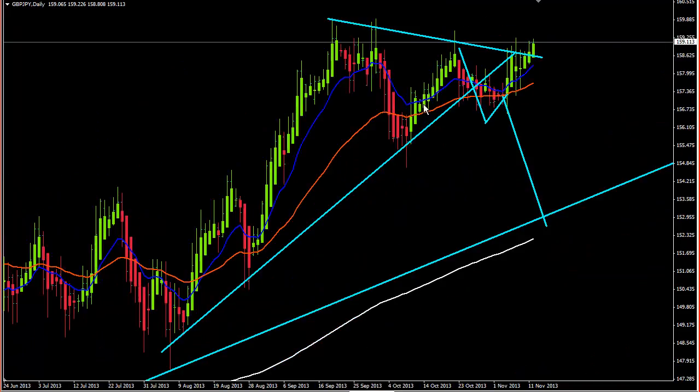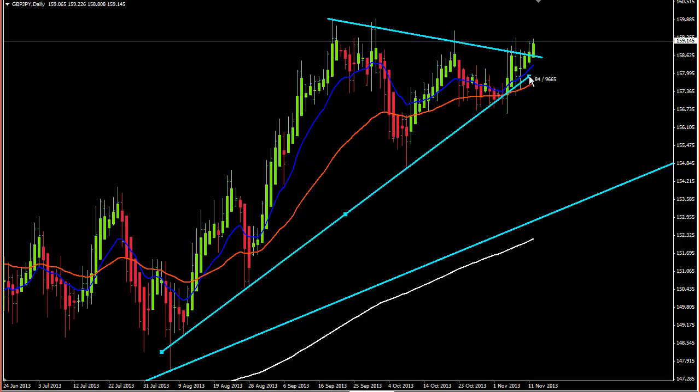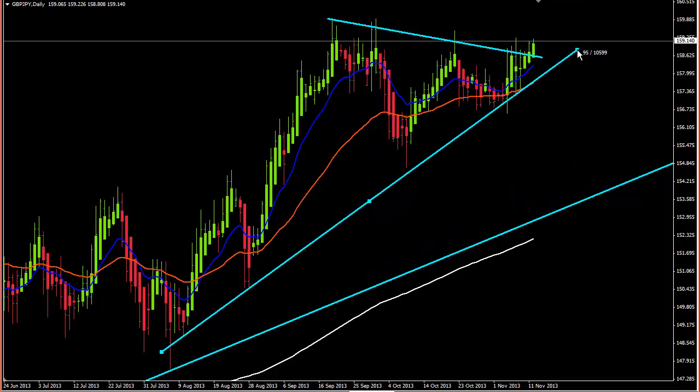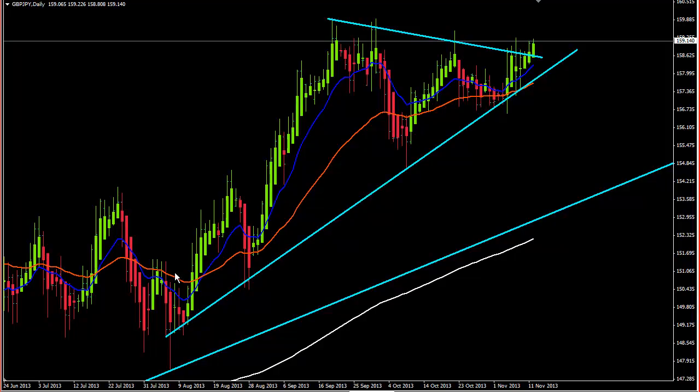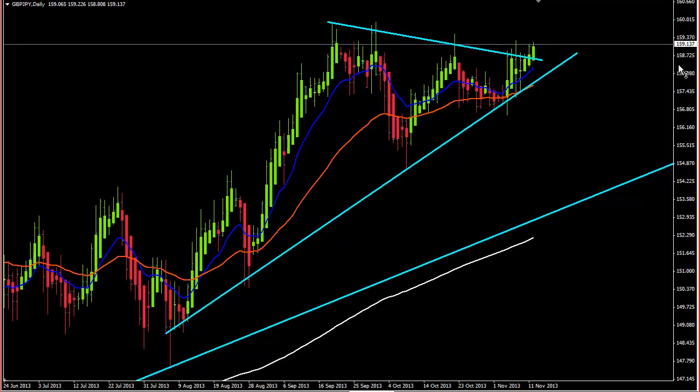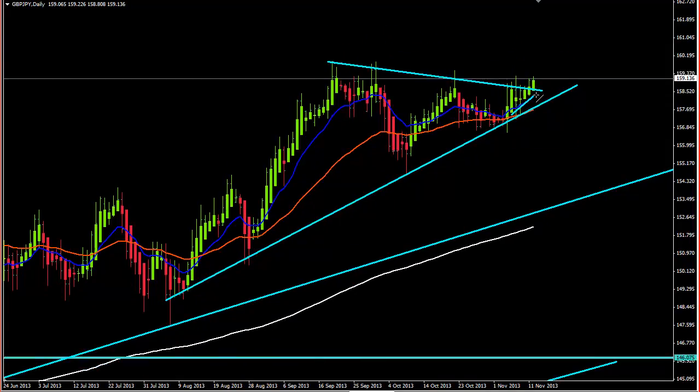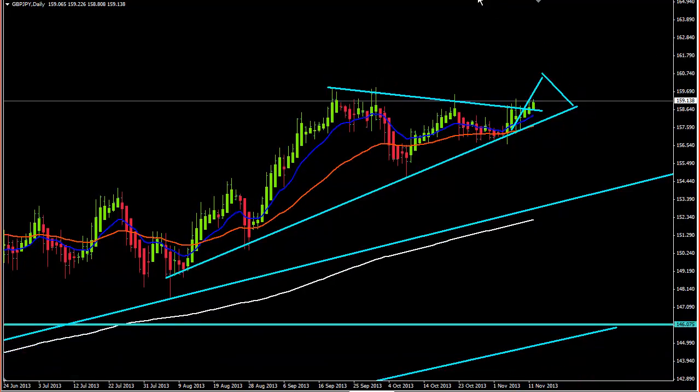GBP JPY, we looked for that. This didn't happen. Nothing, no 1 2 3, no setup. So this scenario is out of the window as well. We have to draw the lines again. Now we have more information, we have more touches. The price needs to do this, and there we go. At least that would be great, or a breakdown and then setups below on GBP JPY.